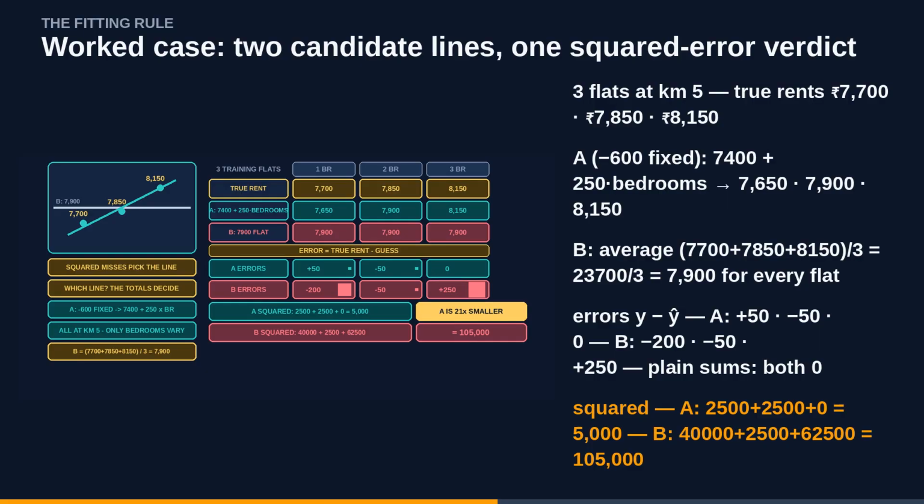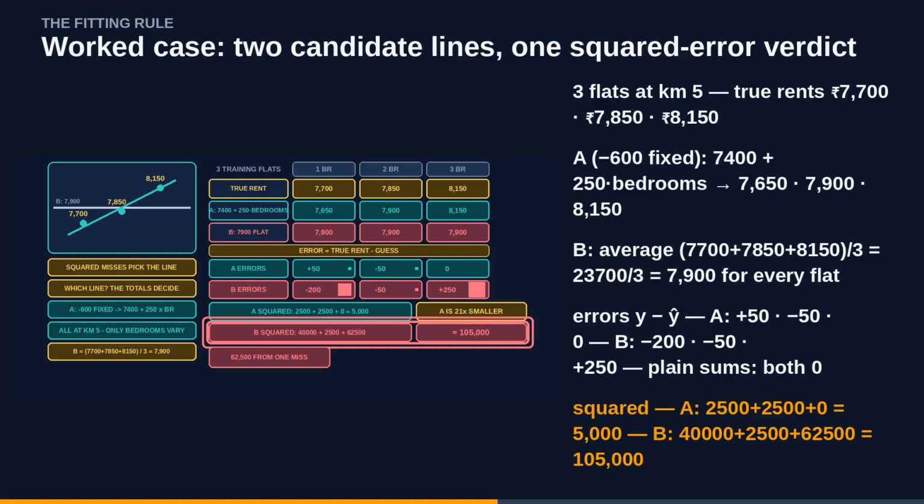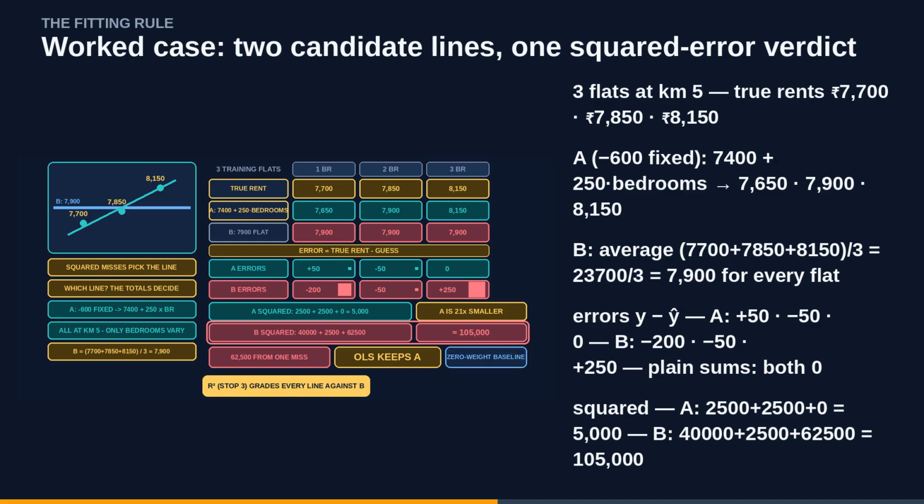And squaring punished B hardest for its single biggest miss. The 250 rupee error alone contributed 62,500, more than half of B's whole total. Least squares keeps candidate A, 5,000 against 105,000. The trap: candidate B is not a straw man. Always guess the average is the 0-weight line every fitted model must beat, and the fit score called R-squared, weighting at stop 3, measures every line against exactly this baseline.